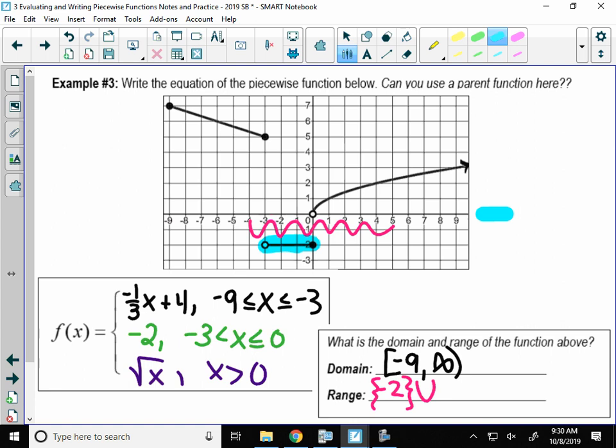Now this arrow, a range, this arrow goes up forever. So my graph starts again at 0, and it goes up forever, including that segment. So my range would pick up at 0 with an open dot and go to infinity.